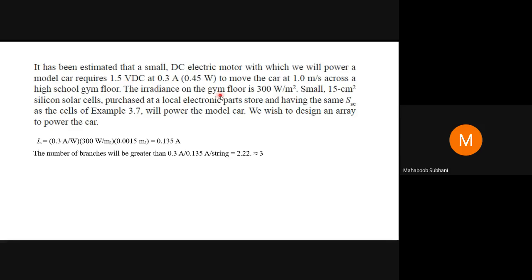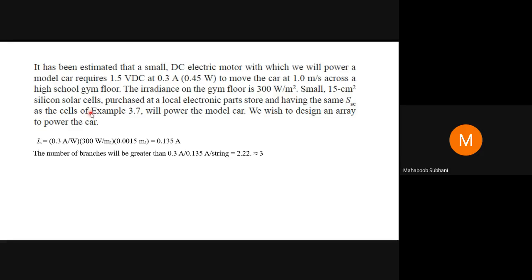The irradiance on the gym floor is given as 300 watt per meter square. The solar cell used in this vehicle is silicon, and the area is 15 centimeter square. Now I want to design an array which meets this specification. Now, how do we design that?